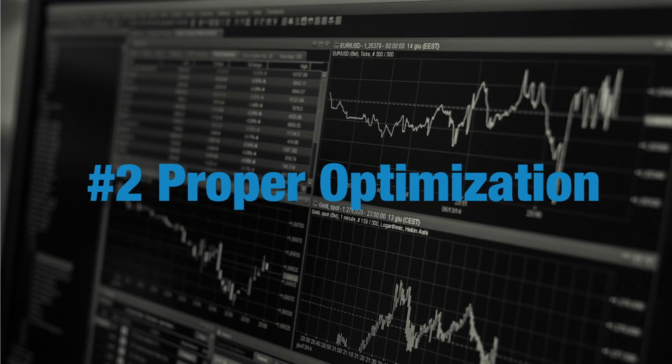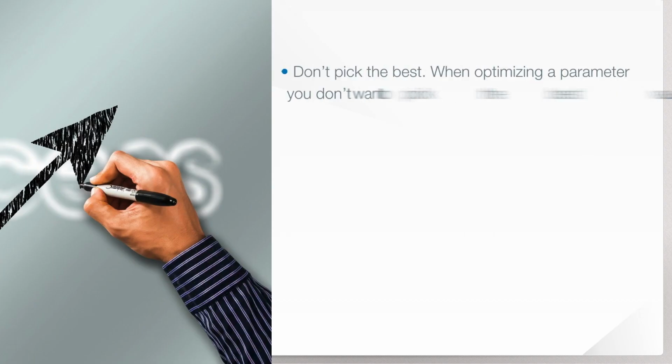All right, tip number 2 is proper optimization. This has to deal with maybe you're doing a look back period for a moving average or some type of buy or sell threshold. So you're going to use TradeStation's optimization feature to analyze the different values. What I have for you here are a few tips to keep in mind. First of all, when you do your optimization, don't pick the best value. When optimizing a parameter, you do not want to pick the best value simply because that's a surefire way to lead to over-optimization. Instead, what you want to do is look for a stable region.